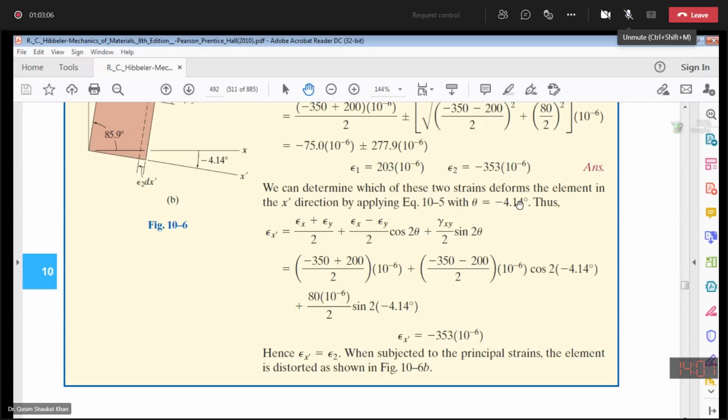So this is minus 353. So this is your negative value. So it means 85.9 will be your theta p1 and this will be your theta p2, because theta p1 must give us epsilon 1 and theta p2 must give us epsilon 2. Now put theta 85.9 degrees and let me know the answer. Your answer should be 202.8 microstrains and 203 microstrains.